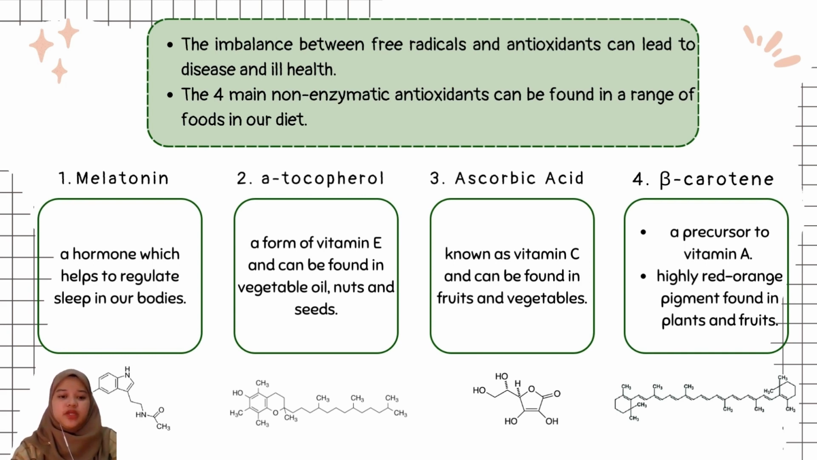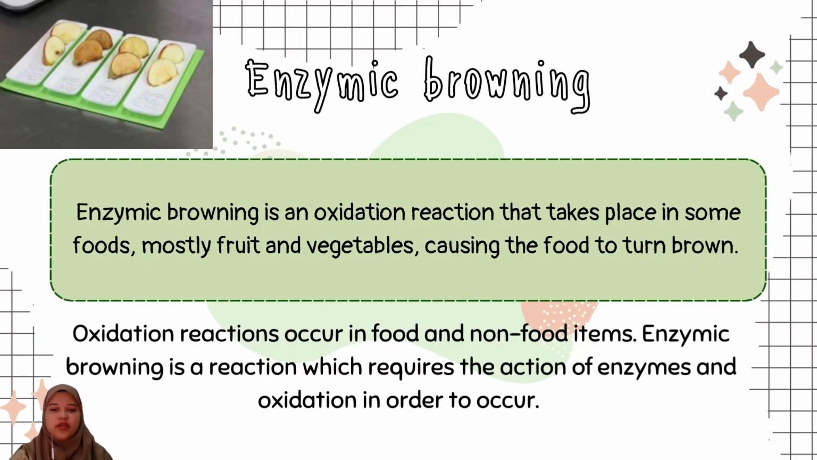The fourth is beta-carotene. This is a precursor to vitamin A. It is a highly red-orange pigment found in plants and fruits. In particular, it gives carrots their orange color. For additional information, there is also another situation related to oxidation called enzymic browning.